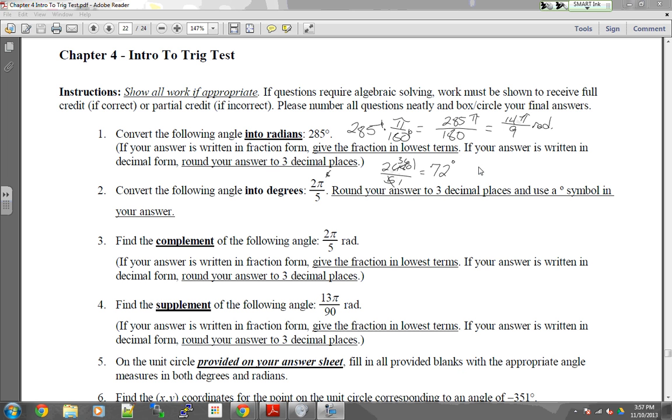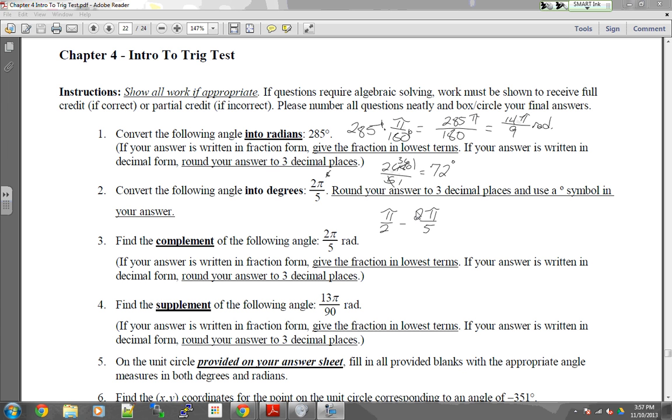Find the complement of 2 pi radians over 5. Now remember, to find complements, you take your angle and subtract it from 90. If it's in radians, you take your angle and subtract it from pi over 2. So pi over 2 minus 2 pi over 5.